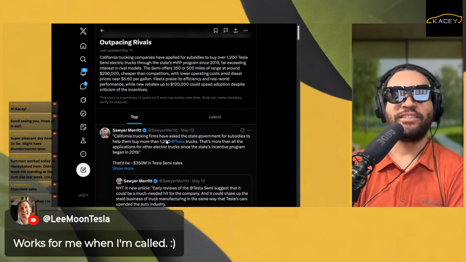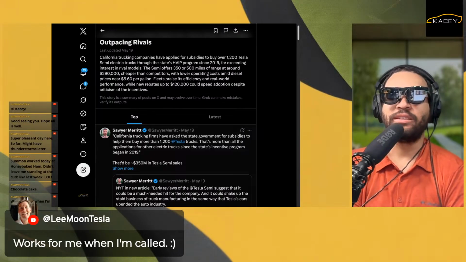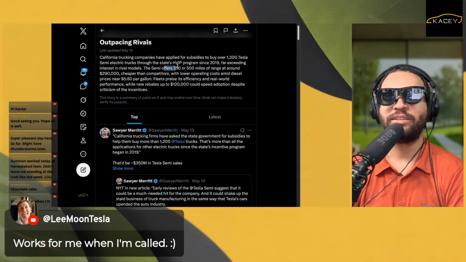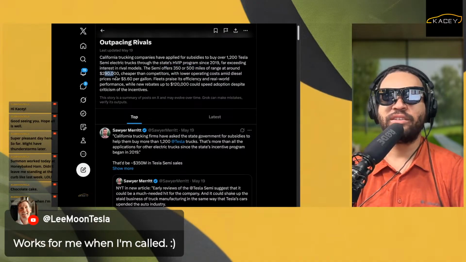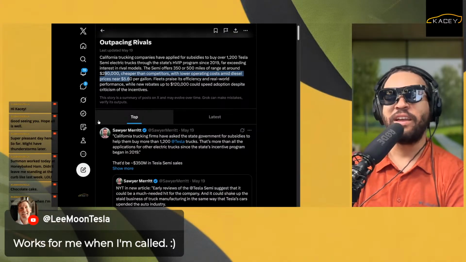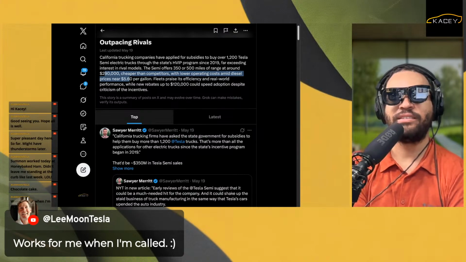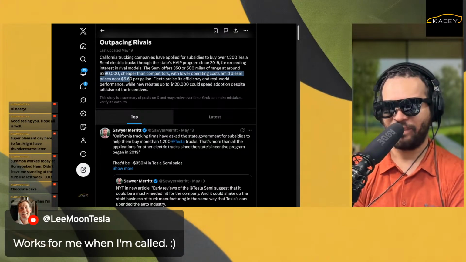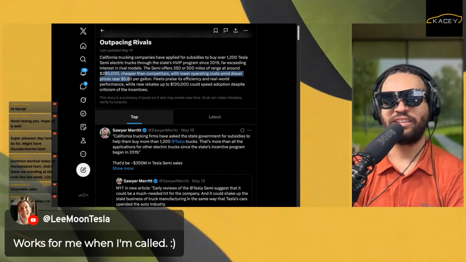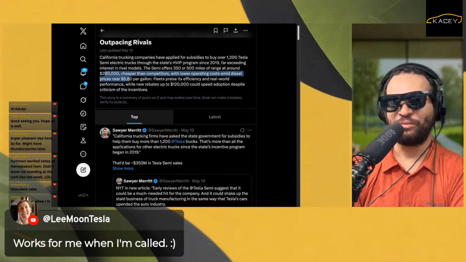So some numbers behind it, though. The HVIP program, since 2019, far exceeding the interest in rival models. Tesla offers 350 or 500 miles of range at around $290,000, which is cheaper than the competition, with lower operating costs amid diesel prices of $5.60 a gallon. Is that all? I drove past a Southeast gas station, and it was at $4.25 for regular. I know that's high. $4.25.